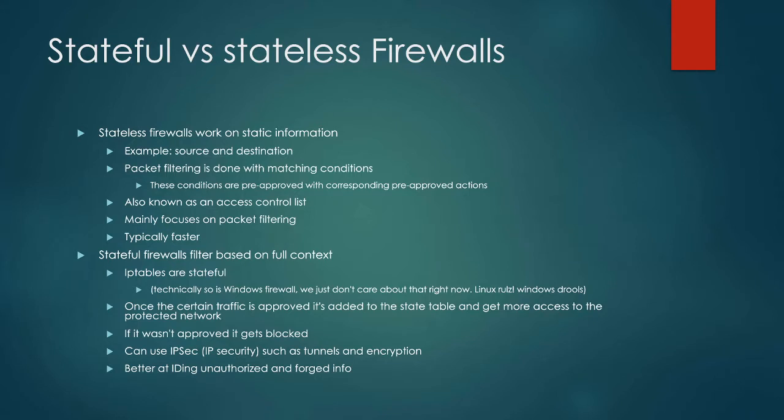Firewalls can be stateful or stateless. A stateless firewall is generally seen as an access control list, and this is working on static information. Packet filtering is done by matching a pre-approved condition. This is generally a lot faster because the information is static. A stateful firewall is actually considered based on full context. IP tables are considered stateful.